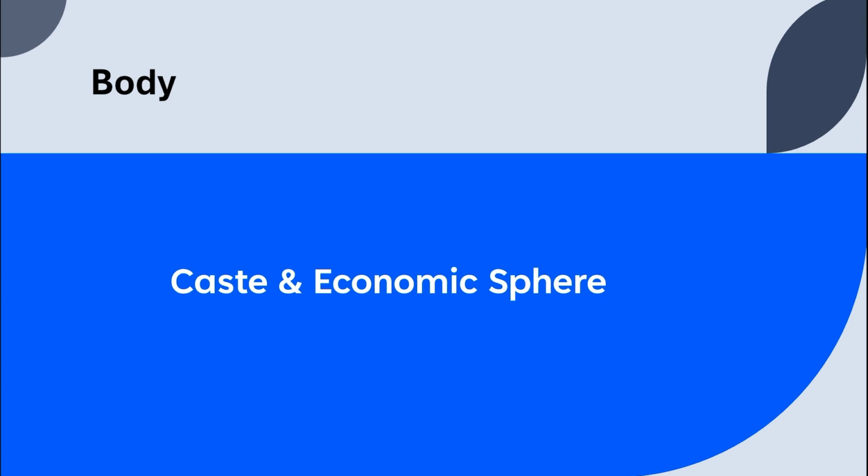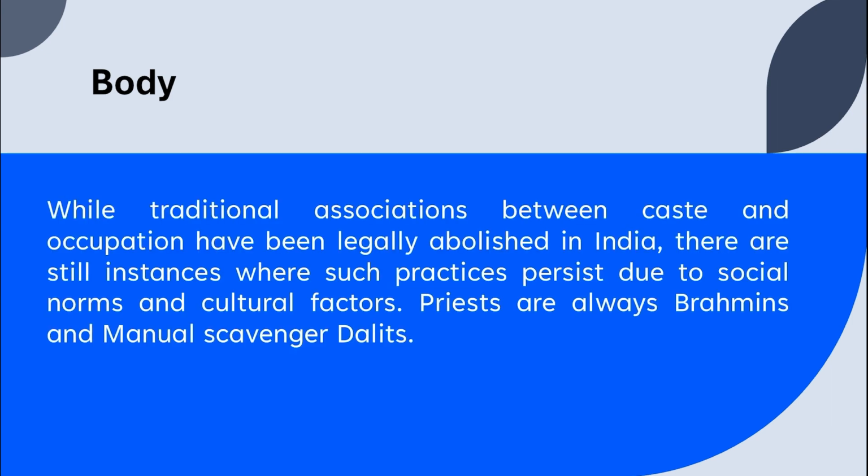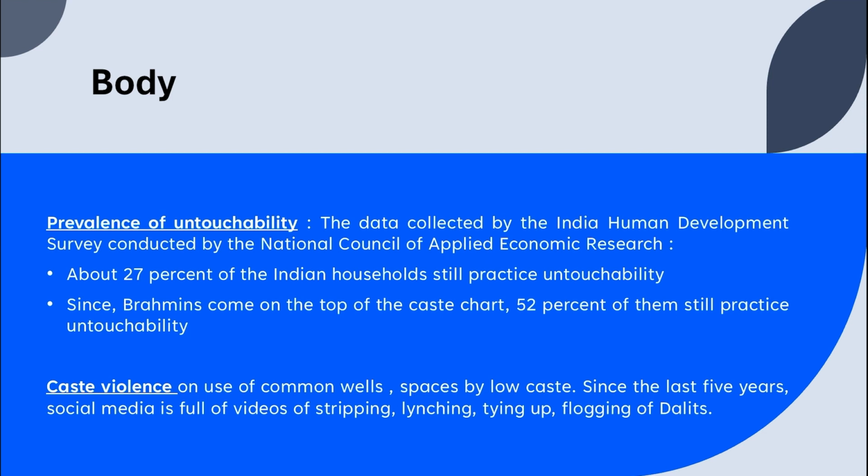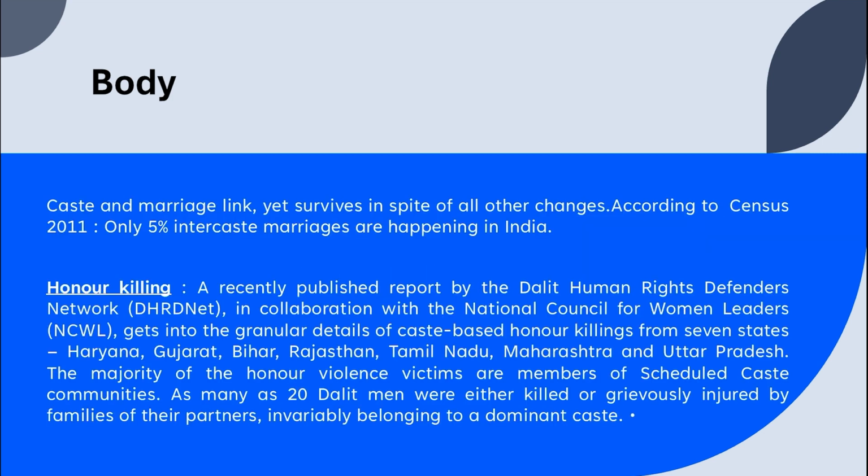So you talk about caste and economic sphere, how priests are still Brahmins, manual scavengers are still Dalits, right? It means their association is still there. Then in ritual sphere, prevalence of untouchability, about 27% of Indian households still practice untouchability according to the Indian Human Development Survey. Then caste violence is still there, right? Social media has so many videos of stripping, lynching, tying up, flogging of Dalits. Then caste endogamy, according to census 2011, only 5% marriages are intercaste marriages. Honor killing is still prevalent, right? In India, if you marry outside your caste, there is a threat to your life also.